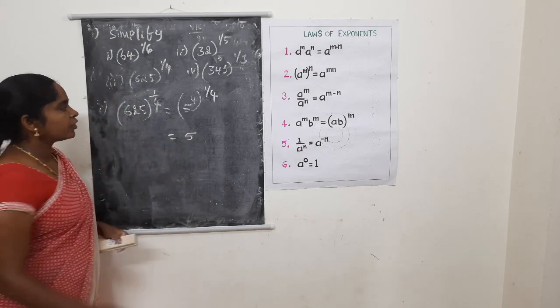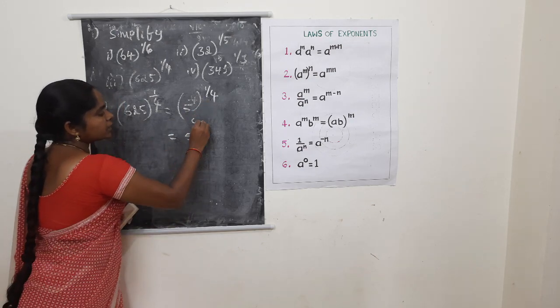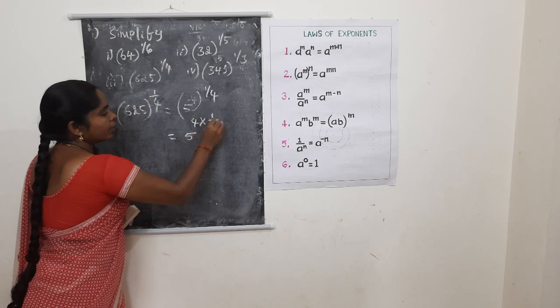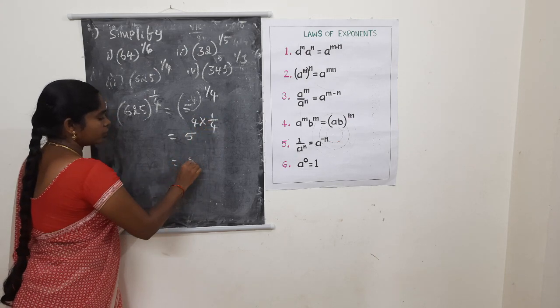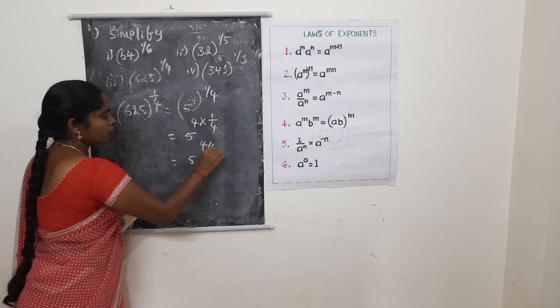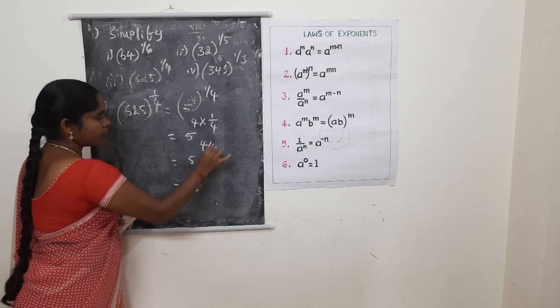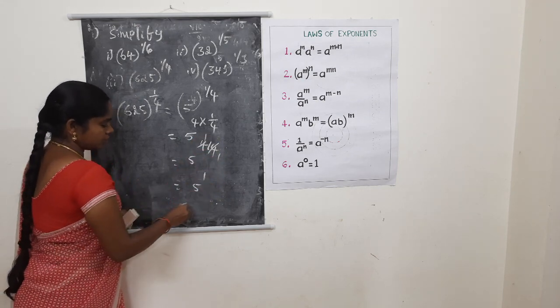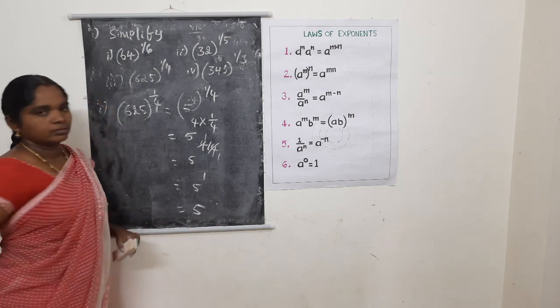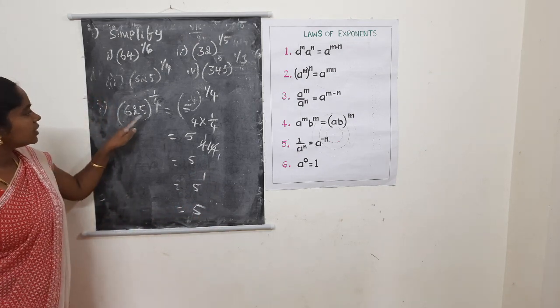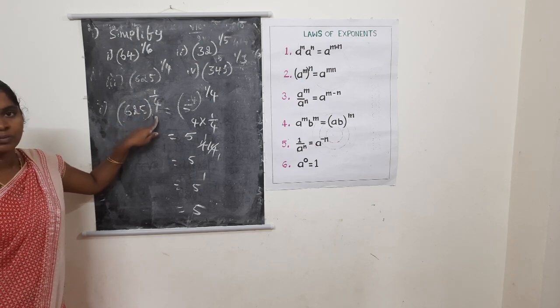That can be written as 5 to the power of the product of exponents, 4 into 1 by 4. So 5 to the power of 4 by 4. 4 by 4 is 1. That equals 5.